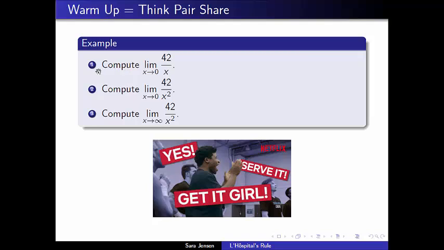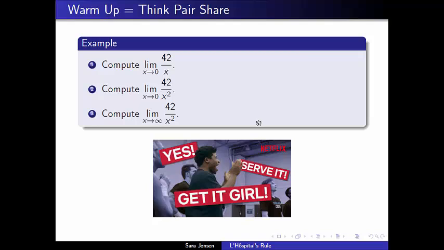So pause, take a minute, and see if you can come up with the answers for these three limits, and resume the video when you're ready. In short, the answers for 1, 2, and 3 are that this limit does not exist, this limit is infinity, and this limit is 0. Now, you may have those answers and feel really great about it.